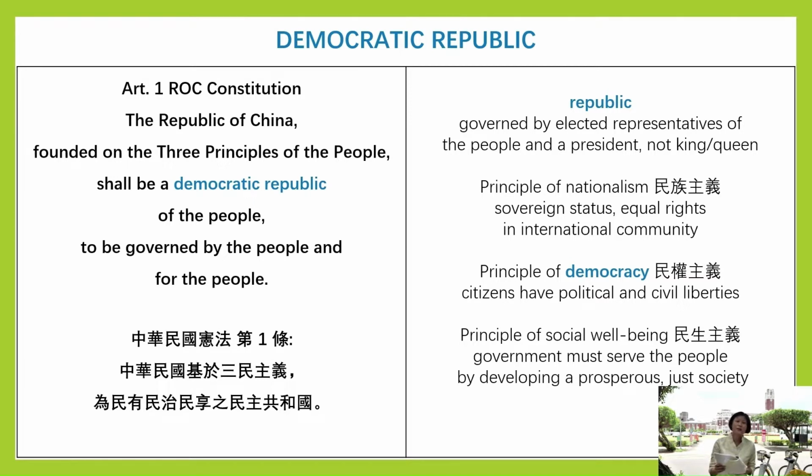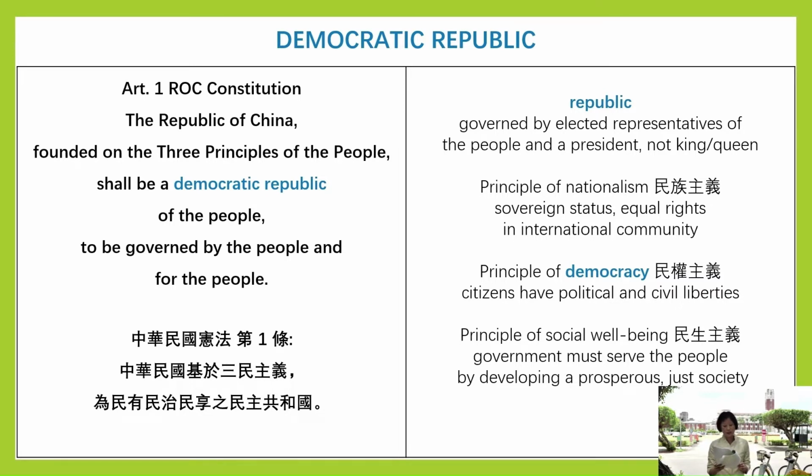And the other important word is republic. So what is a republic? A republic is a government that is elected by representatives, by the people, and it's governed by a president, so not a king or a queen. If it's governed by a king or queen, it would be a monarchy, but Taiwan here is a republic that is governed by a president.